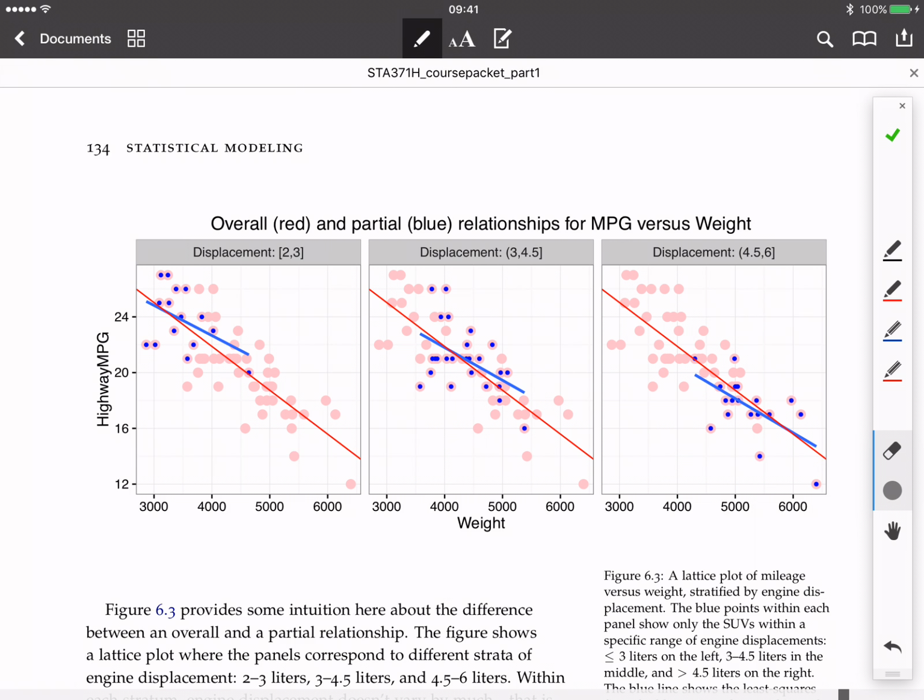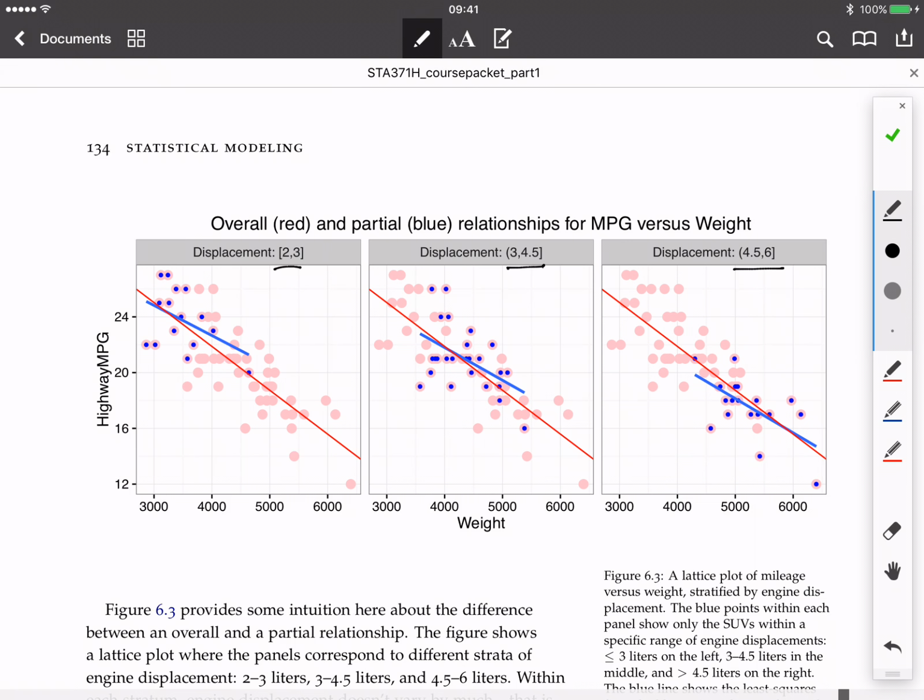So in this left-hand panel, you're seeing the blue dots represent engine displacement between 2 and 3 liters right here. In the middle panel, you're seeing engine displacements between 3 and 4.5 liters. Those are the blue dots there. And in the right panel, between 4.5 and 6 liters, the very, very biggest engines, which are probably trucks or very, very big sports cars. And in each panel, the red or pink dots here represent the full data set.